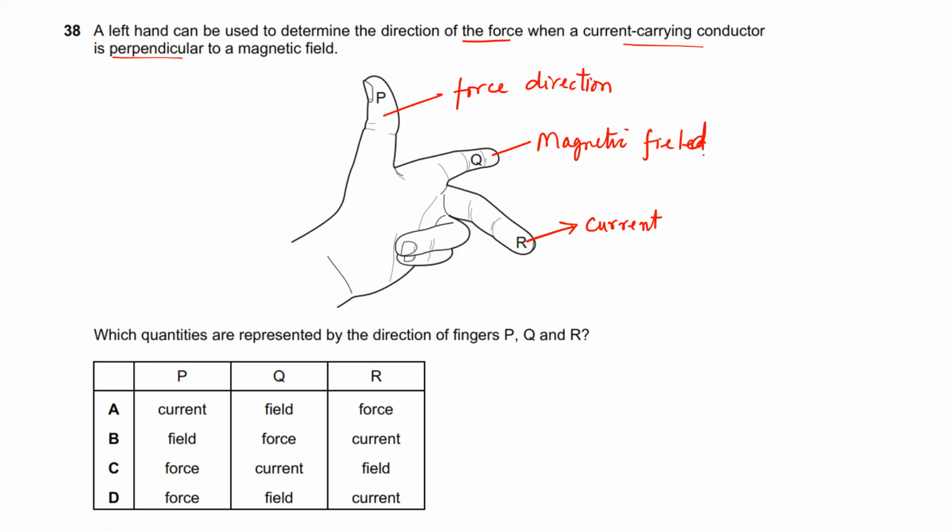Okay, so let's see which is there. So P is current, no, field, no, force, yes. Q, magnetic field, yes, force, no, current, no, field, yes. Then R is current, yes. All three are right in D. Answer D is our best choice in this case.